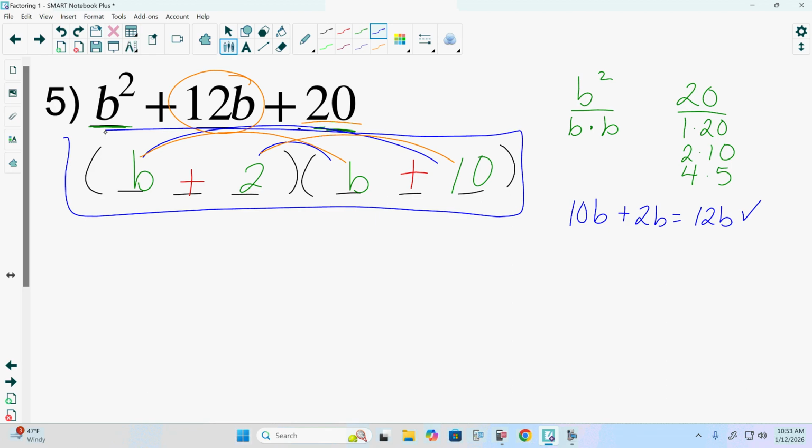And that's it. If we don't get the correct middle term, first thing we can do is we can try flipping the 10 and 2. This case won't change much. And if that's not it, then we try 4 and 5 or 1 and 20. But if we get it, we're done. We have the correct middle term. We move on. Questions on this here?